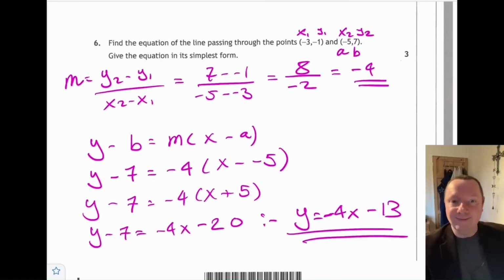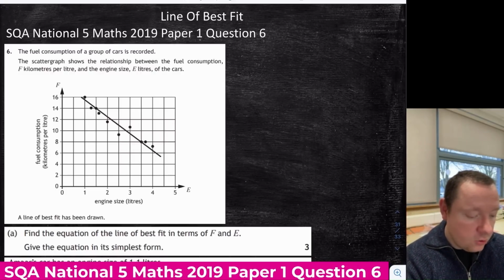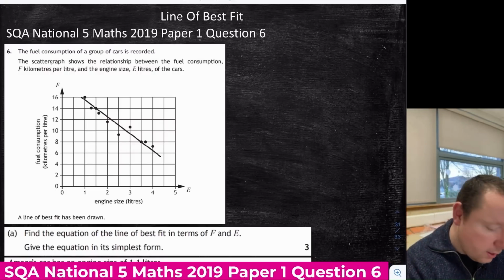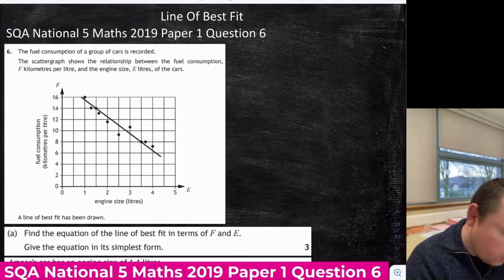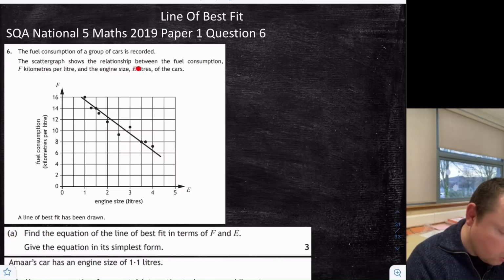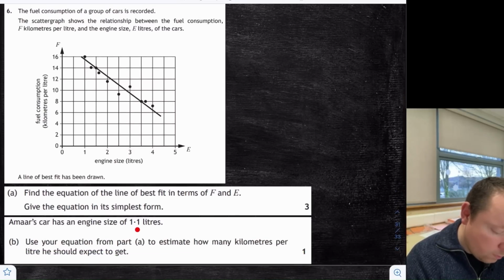And we're done. Line of best fit, SQA National Maths 2019, paper 1 question 6 had this one. It says the fuel consumption of a group of cars is recorded and the scatter graph shows the relationship between the fuel consumption, F on the y-axis, kilometres per litre, and the engine size, E in litres of the cars. The line of best fit is drawn. Find the equation of the line of best fit in terms of F and E. Give your equation in simplest form. And then for part B, engine size 1.1, use your equation to find the kilometres per litre he should expect to get.